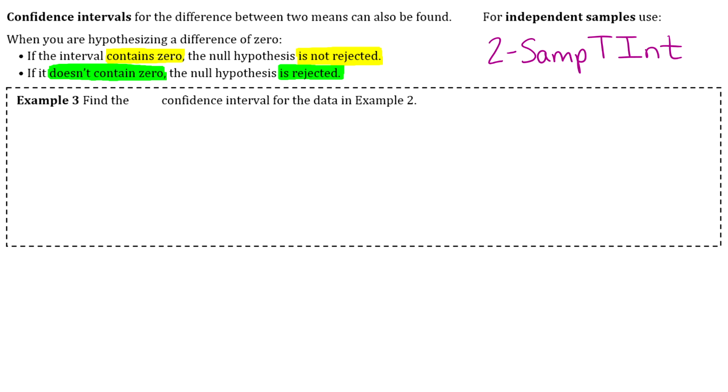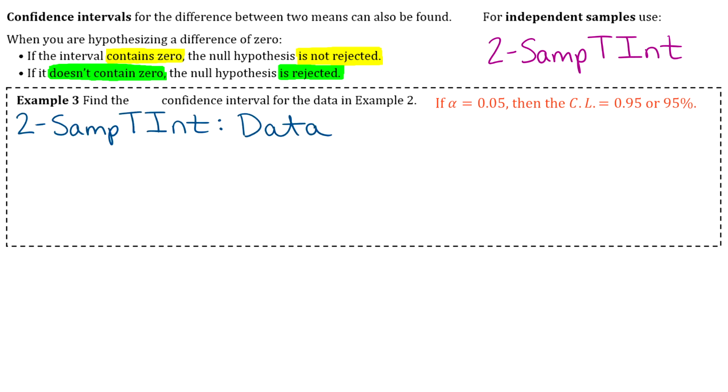So remember, your confidence level is tied to your level of significance. Since the level of significance in example 2 was 0.05, then the confidence level is going to be 1 minus that, so 0.95, or in other words, 95%. Okay, so as long as you know that, then you're just going to go to 2-sample t-int, and you'll go to data because example 2 is about the raw data. I'm assuming you already have those lists in your calculator, so that's great. You'll just fill out that stuff that comes up on the screen. It should be self-explanatory now.